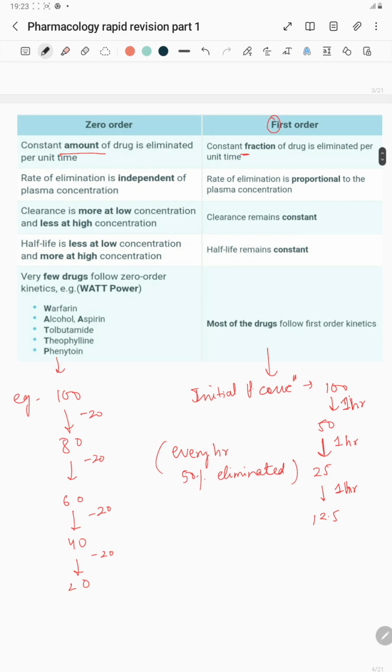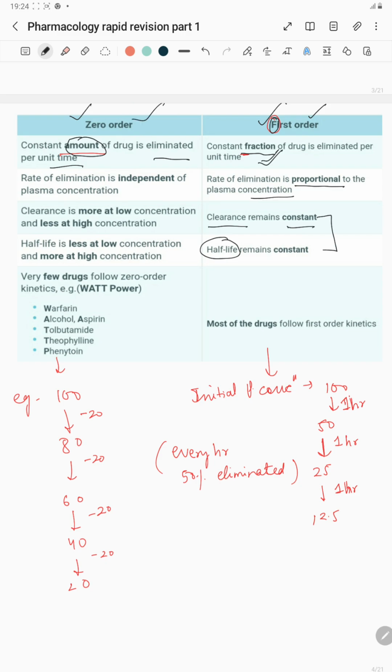Okay, so next topic is zero order versus first order kinetics. So in zero order, the amount of the drug eliminated per unit time remains constant. While in first order kinetics, F for F, like fraction, a constant fraction of the drug is eliminated per unit time. In first order kinetics, the half-life and the clearance both remain constant, while rate of elimination is proportional to the plasma concentration.